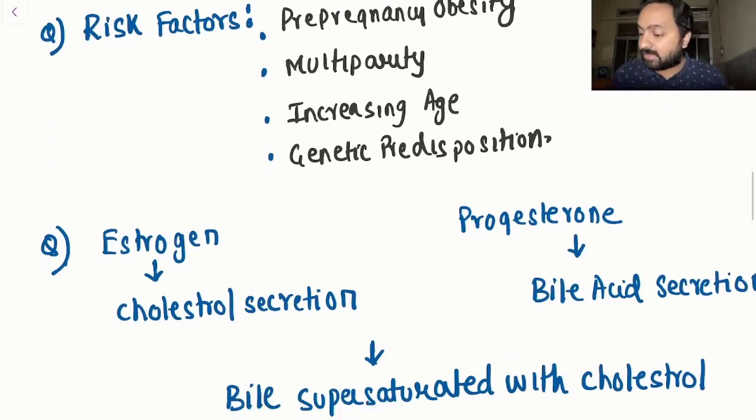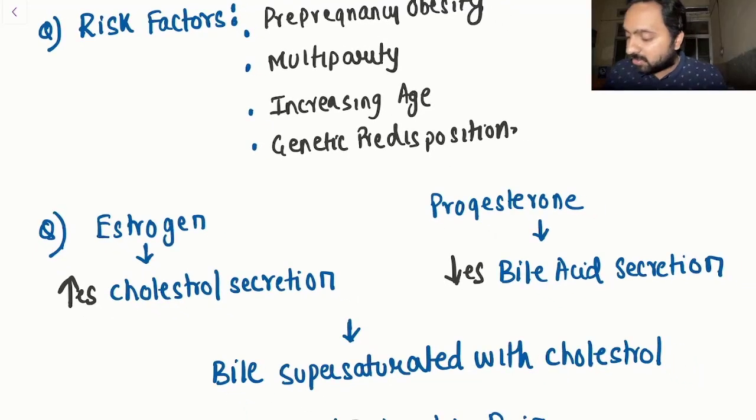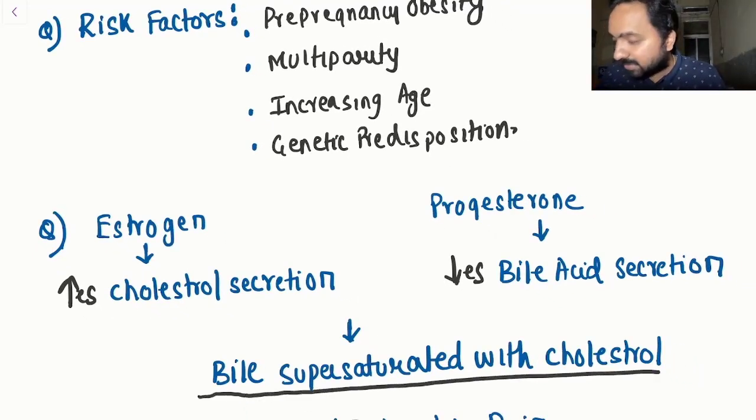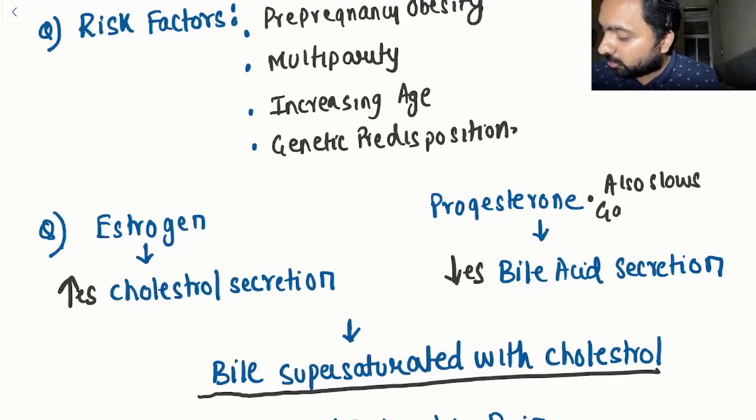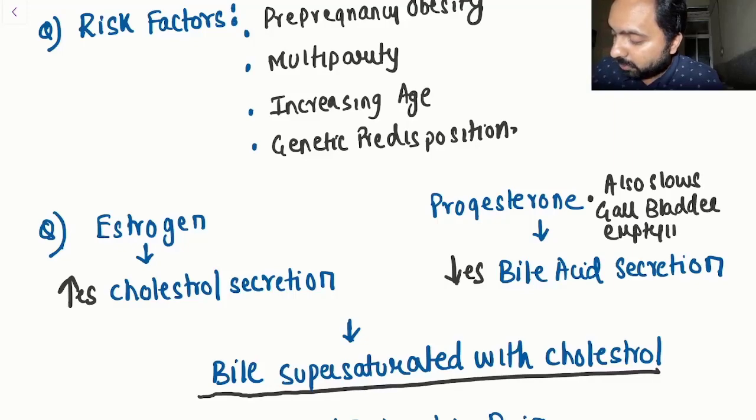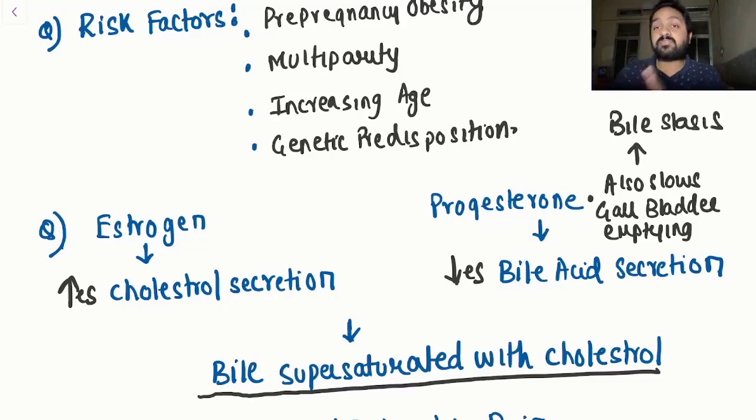What happens is that estrogen increases cholesterol secretion and progesterone decreases bile acid secretion, as a result of which the bile becomes supersaturated with cholesterol. Apart from this, progesterone also slows gallbladder emptying, because of which bile stasis occurs, and this further promotes gallstone formation.